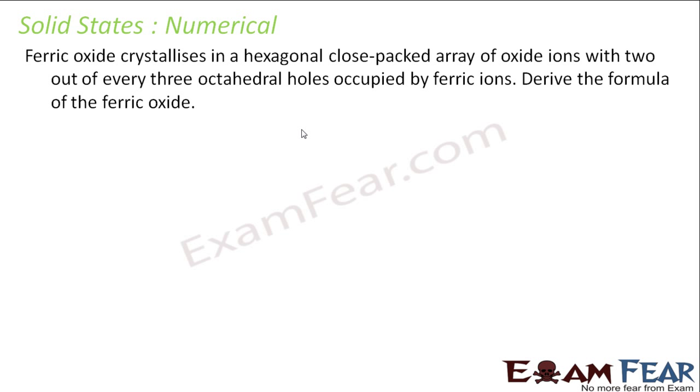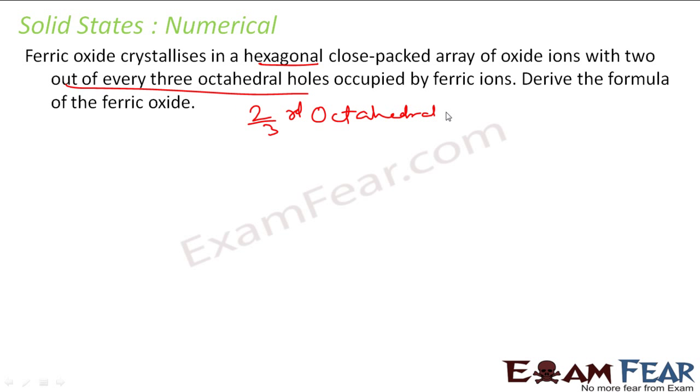The next is, ferric oxide crystallizes in a hexagonal close packed array of oxide ions with 2 out of every 3 octahedral holes occupied by ferric ions. Derive the formula of ferric oxide. So it is saying that 2/3 of octahedral holes are occupied by ferric ions, right? And oxygen will obviously occupy the lattice.